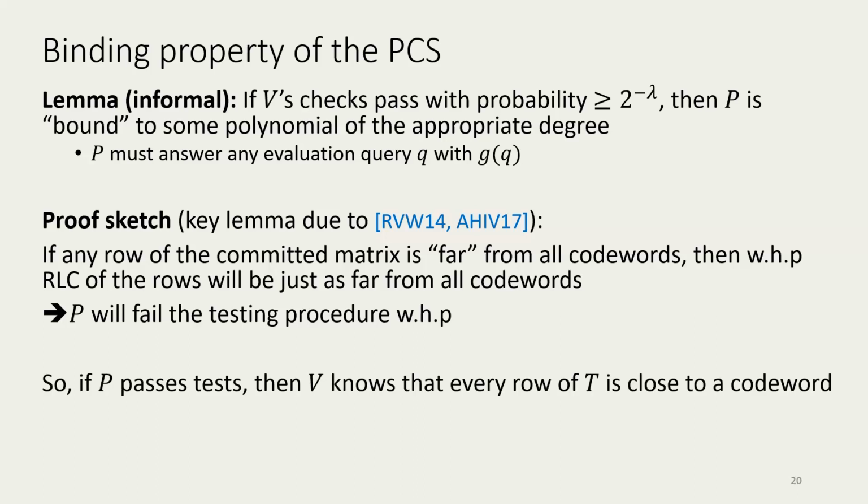So if P passes these tests, then V knows that every row of this committed matrix is close to some code word. It turns out that this is sufficient to establish binding, and our paper has a full proof of this binding.